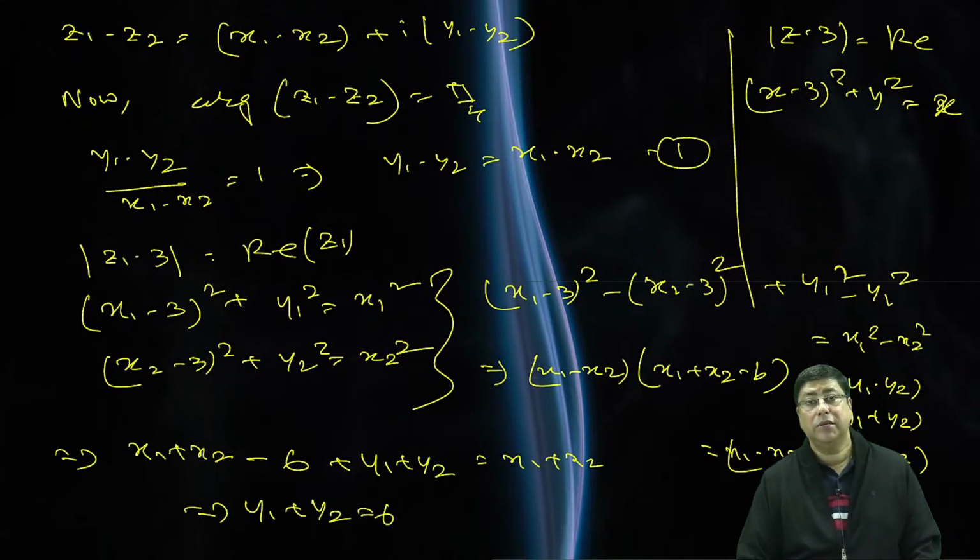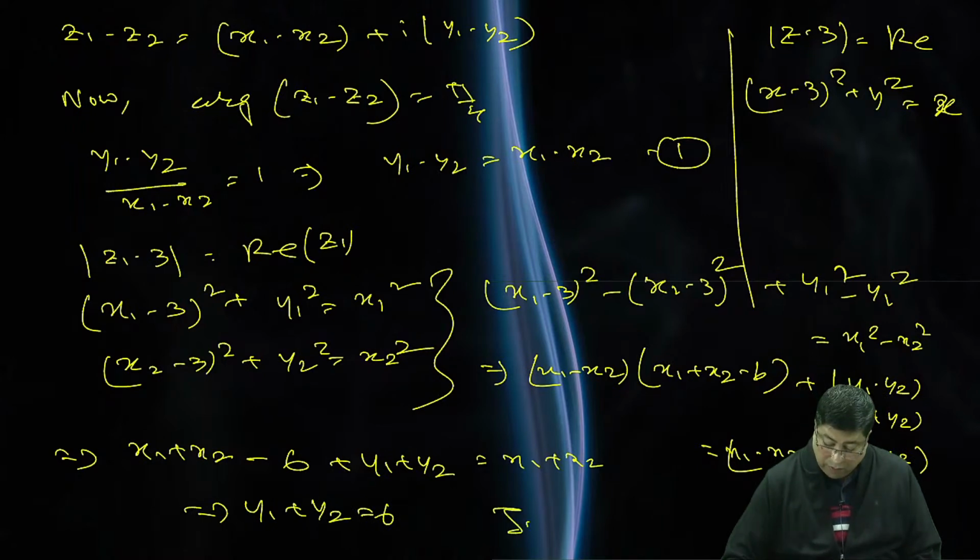Therefore, which is the imaginary part of z1 plus z2? Imaginary part of z1 plus z2 equal to 6.